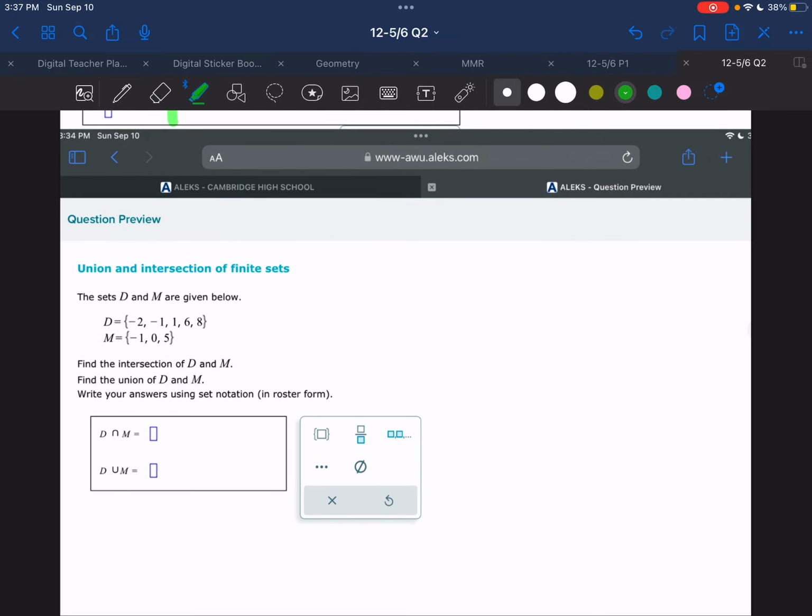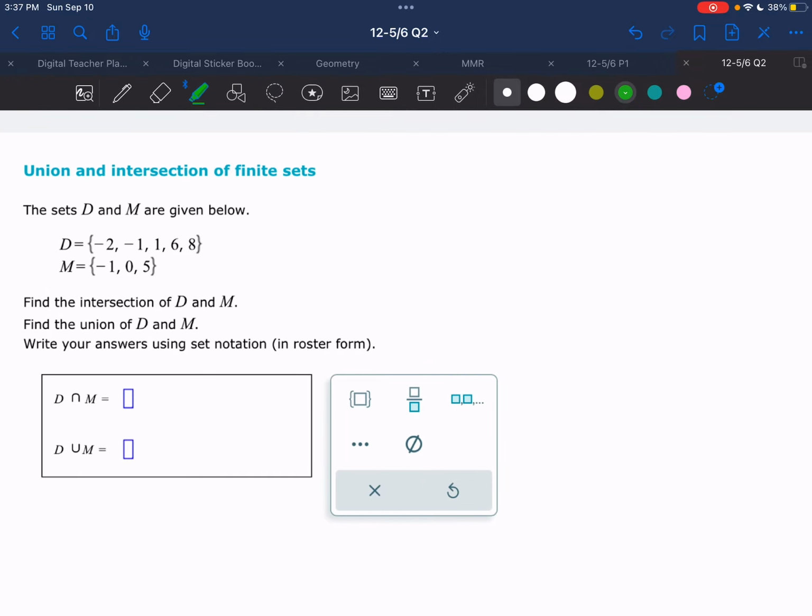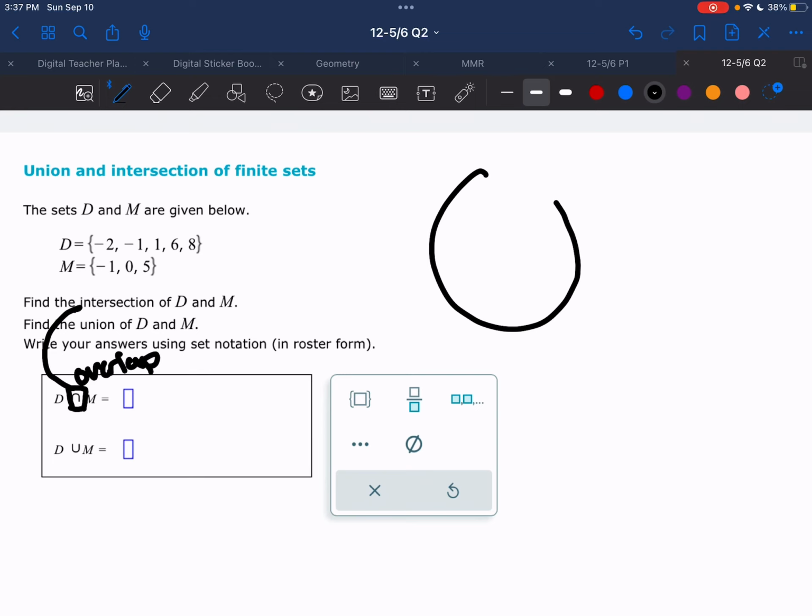The next one, find the intersection of these sets and then the union of these sets. The intersection, which is that symbol there, is going to be what overlaps. If it helps you to be a visual person, I could draw a Venn diagram.